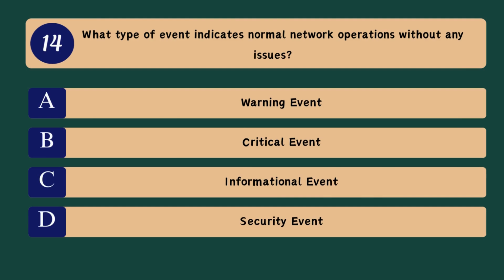Question 14. What type of event indicates normal network operations without any issues? A. Warning event. B. Critical event. C. Informational event. D. Security event.